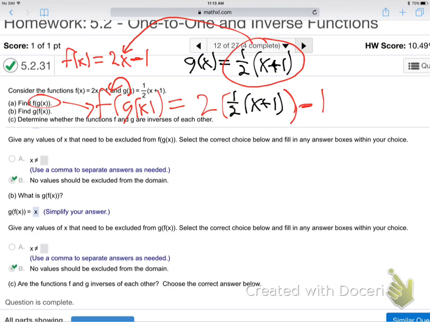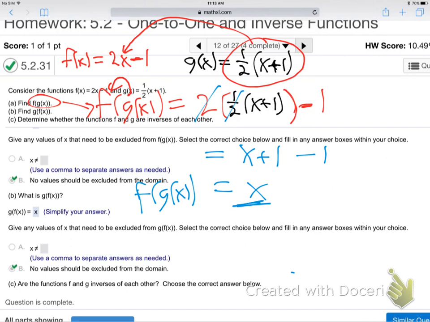Now, what happens from there? 2 times a half, those just cancel. Half of 2 is just 1. It's just 1, so it's really gone. So we just have x plus 1, and then the minus 1. So it's just x. That means f of g of x is just x. So that's the answer I gave right there. It's just x. But that one's g of f. Whatever, same thing. It's just going to be x.